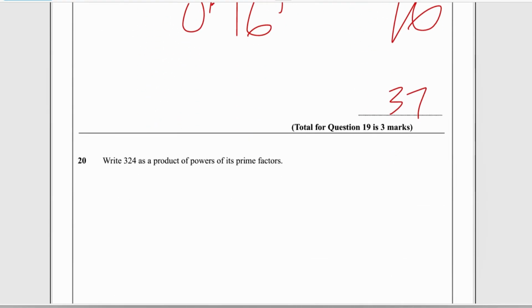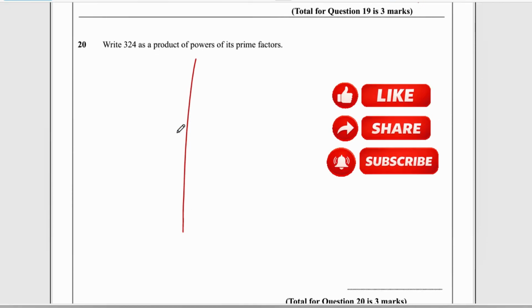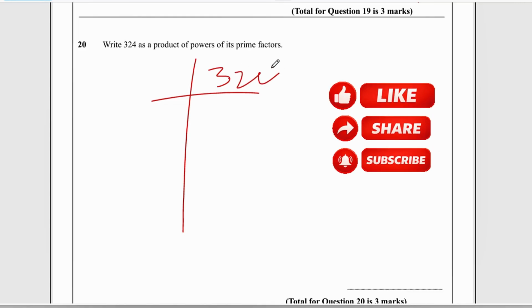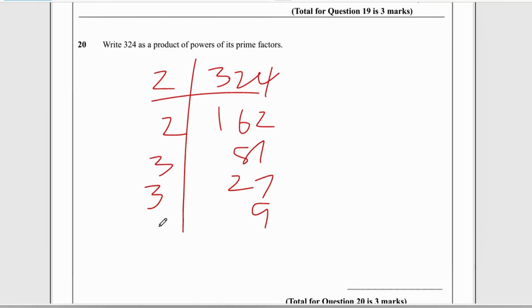We proceed to the next question. 324 as a product of prime factors, so you just have to find out. You can start factorizing. 324. Then 2 can divide. When you divide by 2, this is 162. Then use 2 again. This is 81. 3 can divide 81, you get 27. 3 can divide 27, that gives you 9. Then 3 divides, that will give you 3, and 3 divides, that will give you 1.